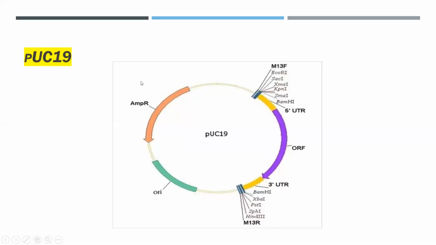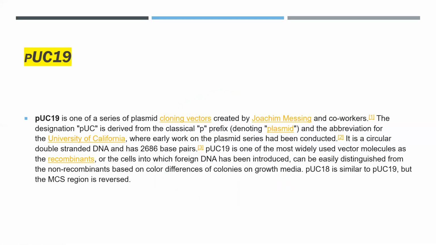Next one is pUC19. pUC19 is one of a series of plasmid cloning vectors created by Joachim Messing and co-workers. The pUC name is derived from the classical p, which means plasmid, and U, which means University of California, where early work on the plasmid series had been conducted.